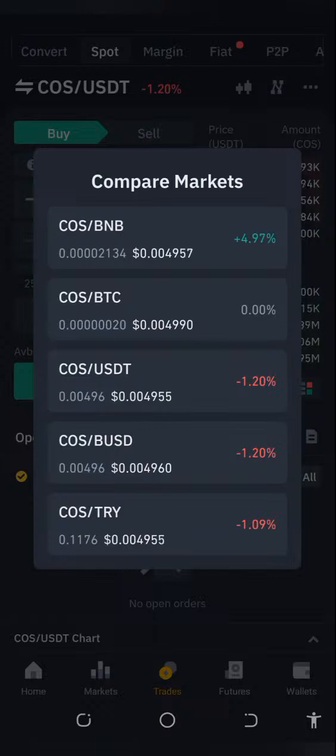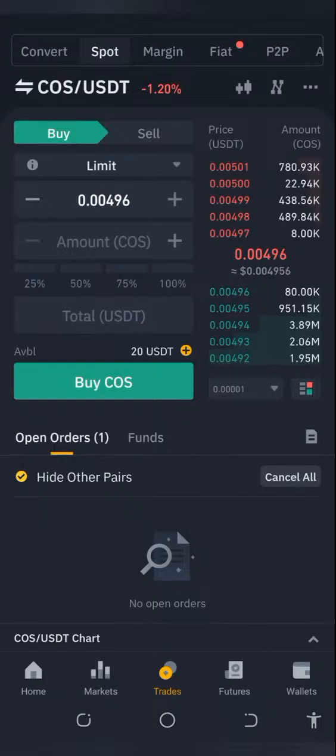I think the smallest one here is COS USDT. All right, so COS USDT happens to be the smallest coin. Now, this is just an example. You buy your target coin with your base coin, and when you buy that base coin, you buy it with a particular amount. Let's say today we have 20 US dollars here, and then you pick that.